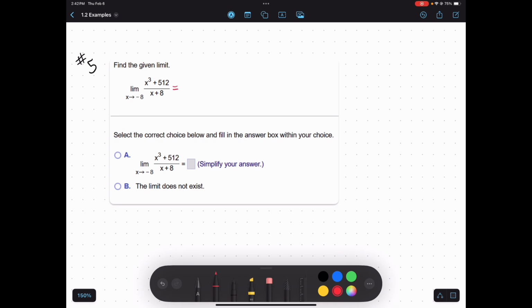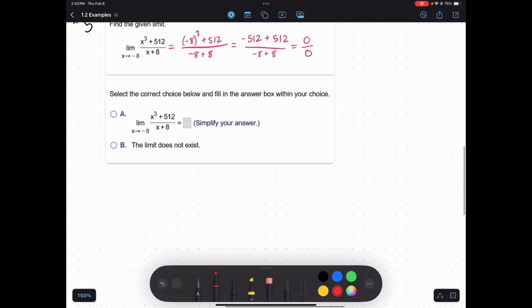So if I plug in this value, I get negative 8 cubed plus 512 over negative 8 plus 8. Well, guess what negative 8 cubed is? You get negative 512. Remember, when you raise a negative to an odd power, the negative stays. So I get negative 512 plus 512 over negative 8 plus positive 8. And sure enough, I get 0 over 0. Remember, what does 0 over 0 tell me? It's indeterminate, which means I've got to keep going. There's more to do. How can I manipulate this to hopefully get to a more concrete answer?